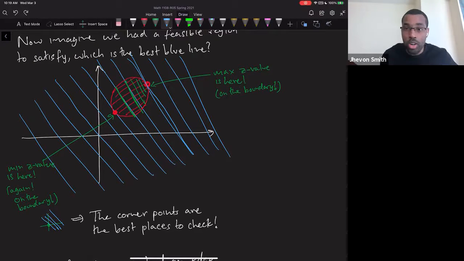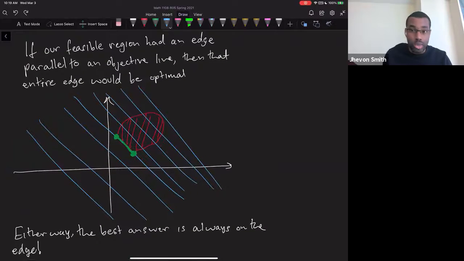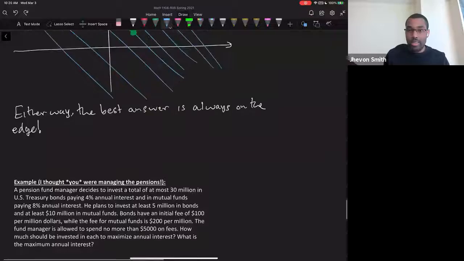Chances are it's going to be on a corner point. If it's not at a corner point, then it means that there are 2 or more corner points that would give the solution. And in that case, every point along the line connecting them is also going to be a solution, because they'll all be points that fall along the best Z line. So that's why this works out.